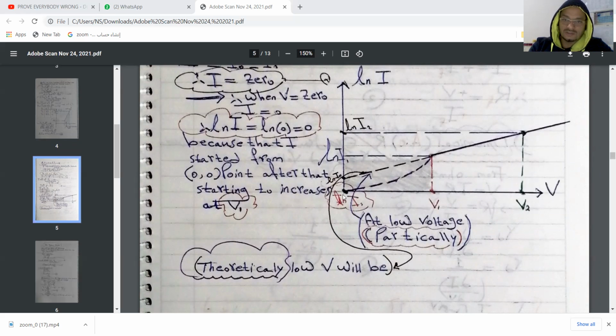But let's take a look here. Theoretically, we'll start from the 0 point, but typically we'll start from some amount above the 0 point.